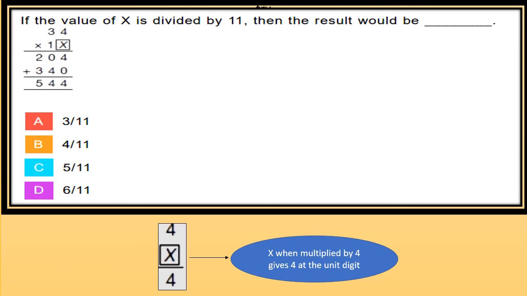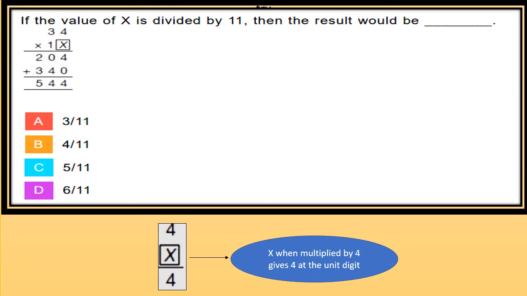If the value of x is divided by 11, then the result would be. Now you have to find the value of x. Now see the first right side of the question. See in the image below, x1 multiplies by 4 gives 4 at the unit digit. Now see from option ABCD, the numerator are 3, 4, 5, 6. So x can either be 3, 4, 5, 6.